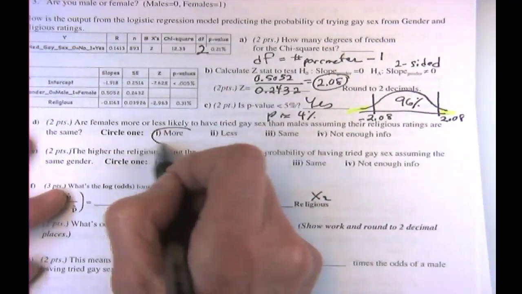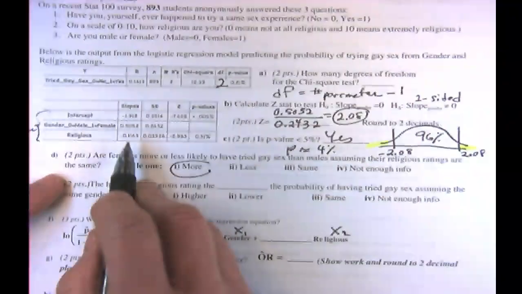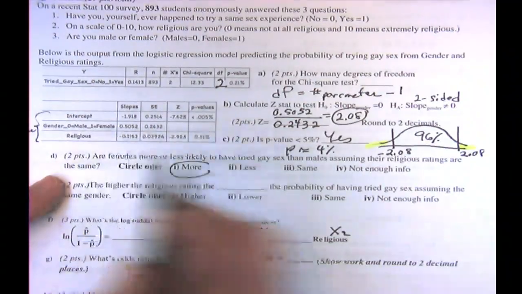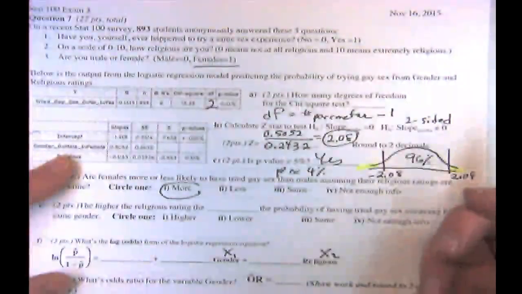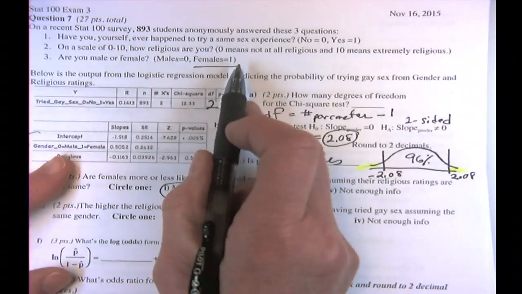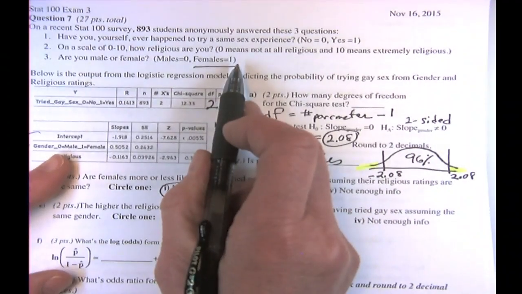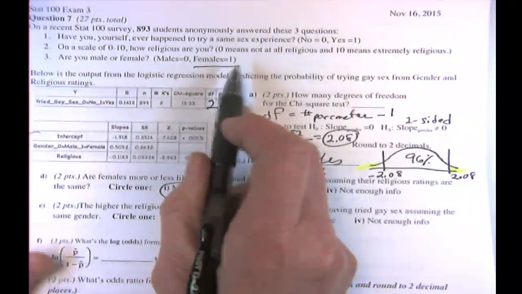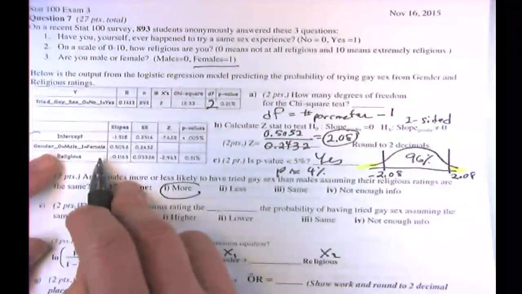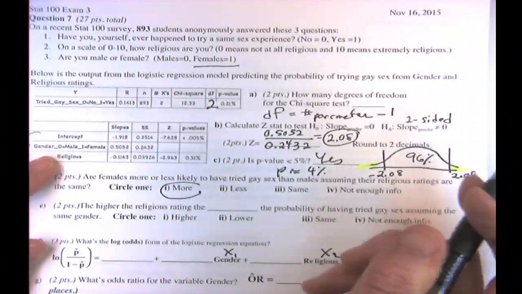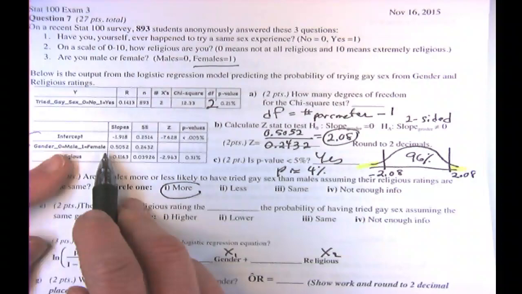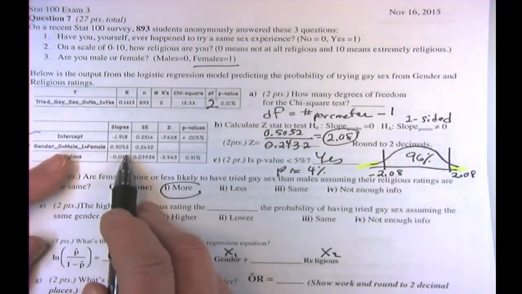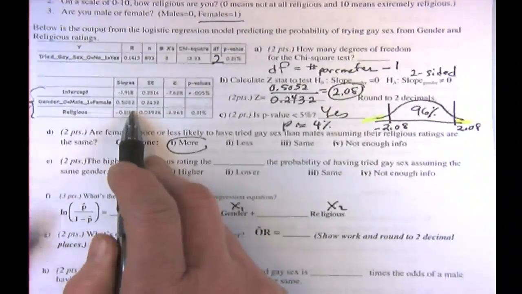How do I know it's more? Because they're coded, this is positive, right? The slope right here is positive, and females were coded as 1. If I coded females as 0s, then this would be negative. This says as you change from 0 to 1, it's positive, you're more likely to have said you had gay sex.